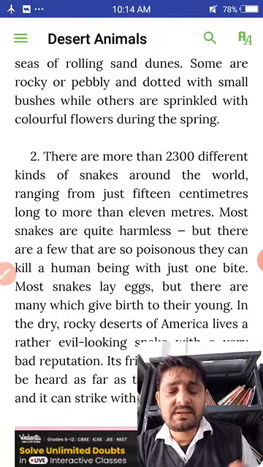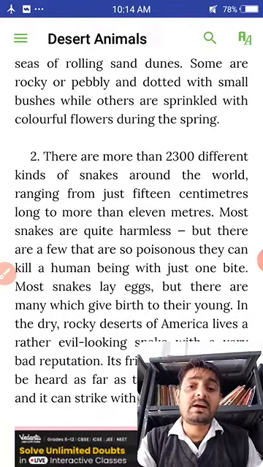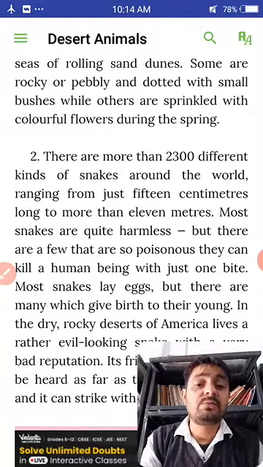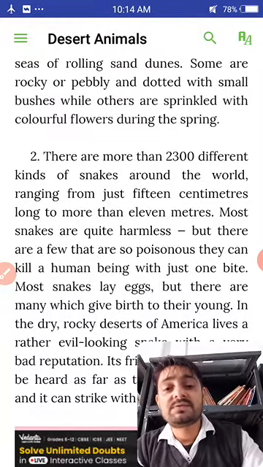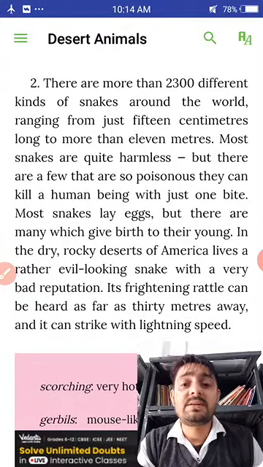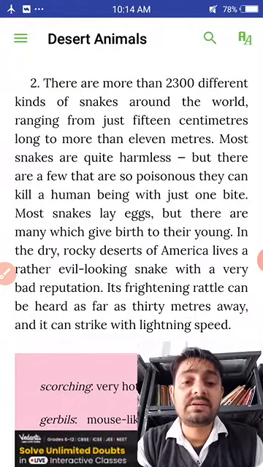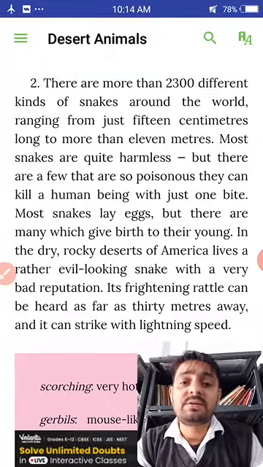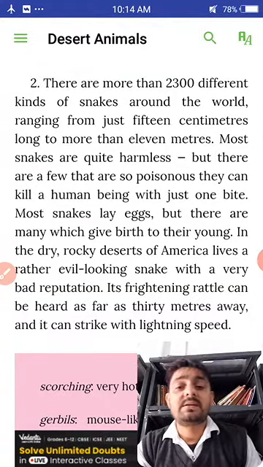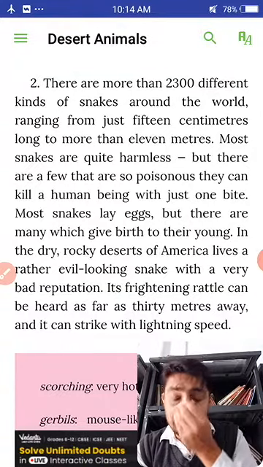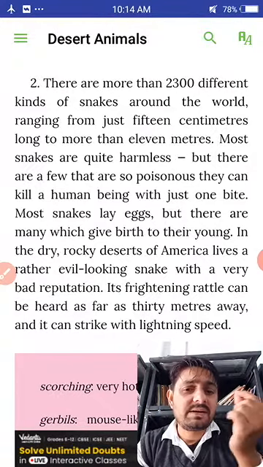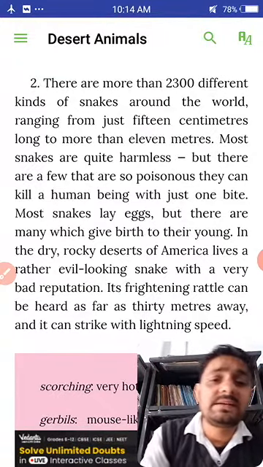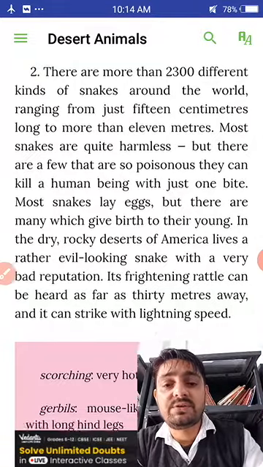they can kill a human being with just one bite. Most snakes lay eggs, but there are many which give birth to their young. In the dry rocky deserts of America lives a rather evil looking snake with a very bad reputation.